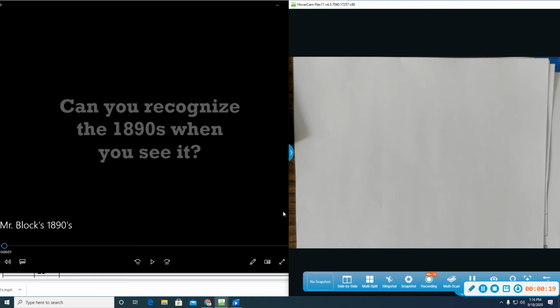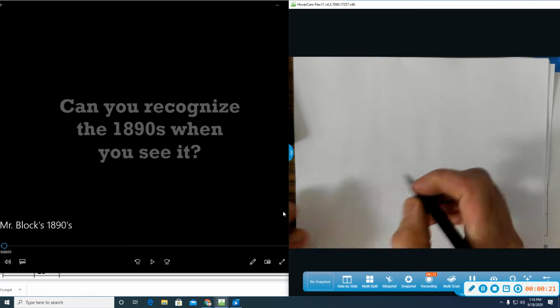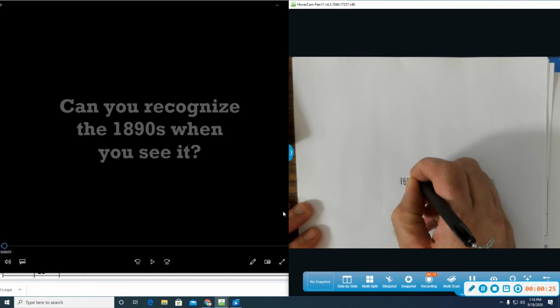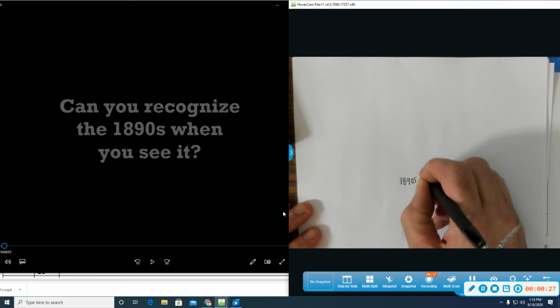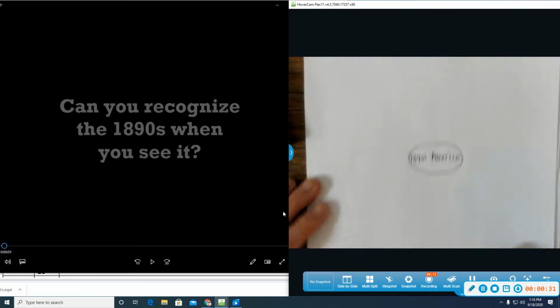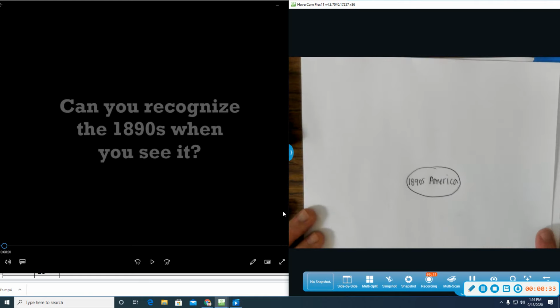We're going to create a bubble map for the 1890s America. So on a bubble map, you always put the title in the middle, 1890s America. And you keep room at the bottom of your paper for a summary. Okay, so here we go.